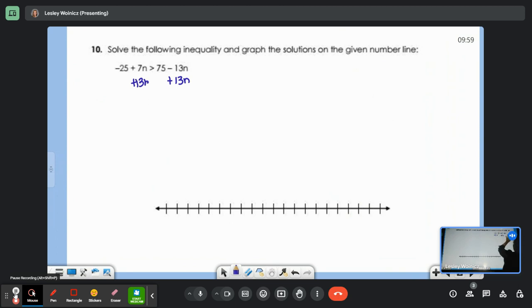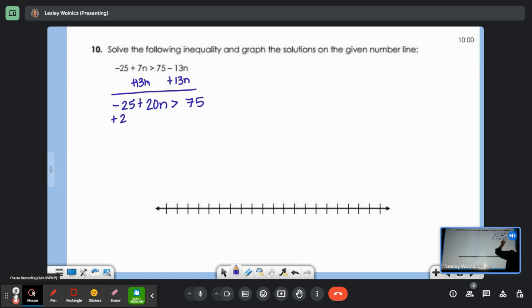Oops, that was only 3n. Okay, I've got negative 25 equals, whoops, plus 13 plus 7n. Okay, 20n is greater than 75. Now what? It's already negative. How do I undo subtracting?